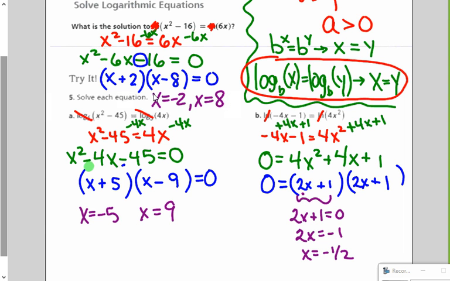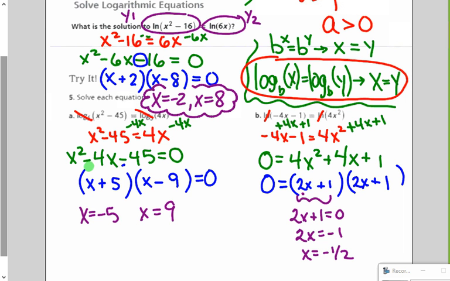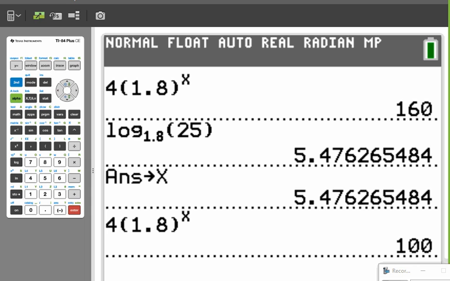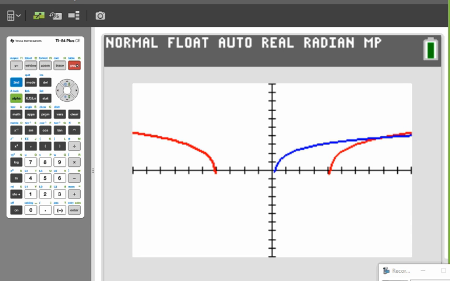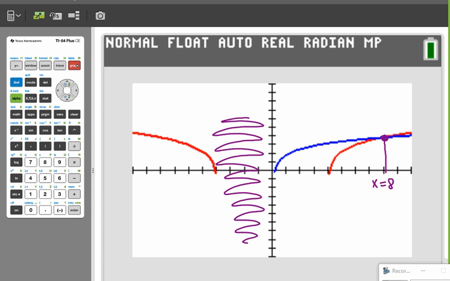So on my calculator, I have the original problem. The left side is my y1. The right side is my y2. We think that there are 2 solutions, 8 and -2. But when you look at the graph on the calculator, there are the equations. As you can see, it looks like they only cross 1 time, right? Over here at x equals 8. I think that is the only solution. I don't see them intersecting over at -2 at all, right?